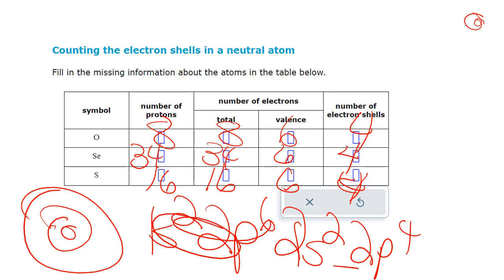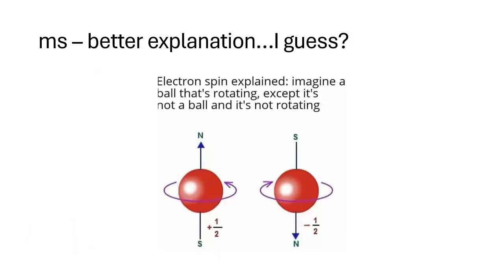So this is just meant as a joke. I don't know what this means. Electron spin, explain. So we're talking about -1/2 and +1/2. Hydrogen ball is rotating, except it's not a ball and it's not rotating. Whatever, I have no idea.